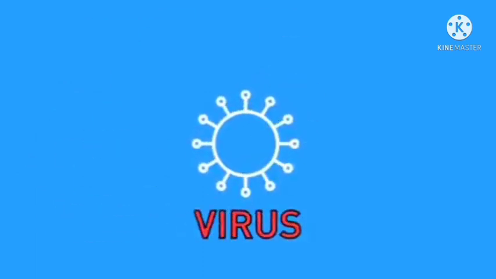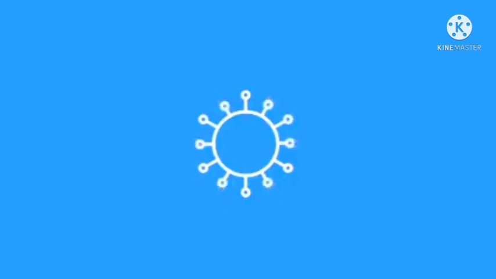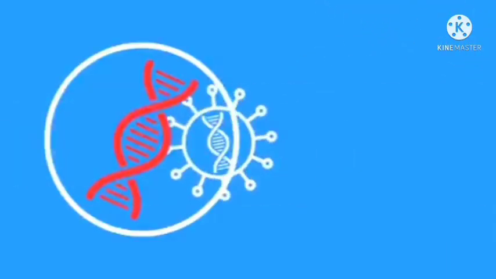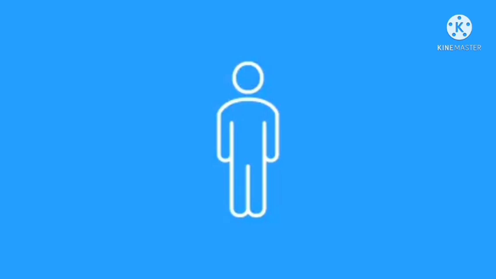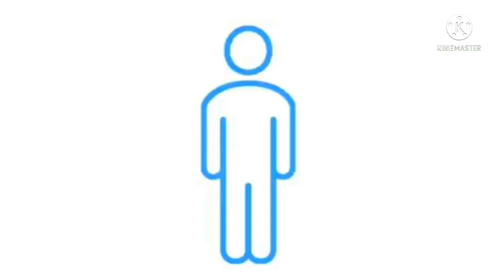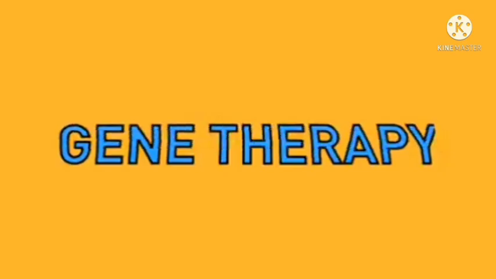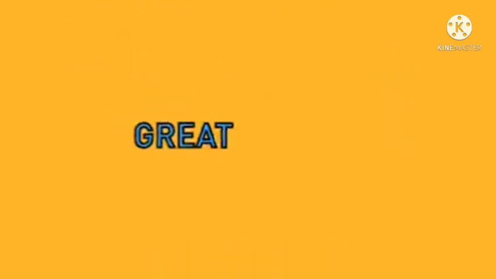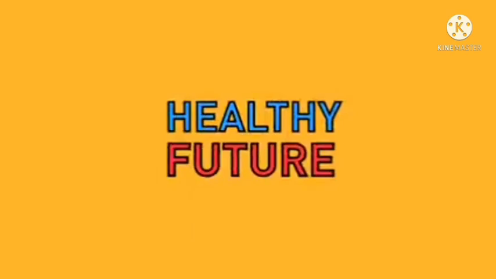Viruses are one kind of vector. Scientists modify a virus to remove its ability to cause a disease. The modified virus can then be used to carry the healthy gene into a cell. Gene therapy can happen on cells inside the body, or can happen on cells outside, and then transplanted back in again. Genes make us who we are, and gene therapy holds great promise for a healthy future.